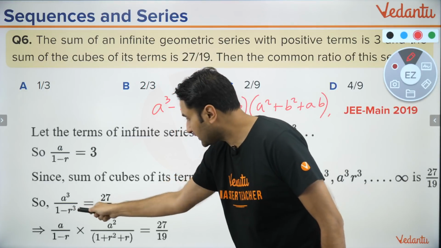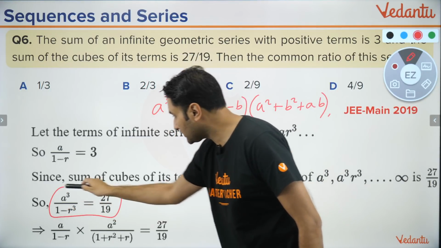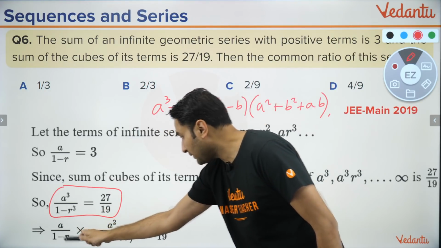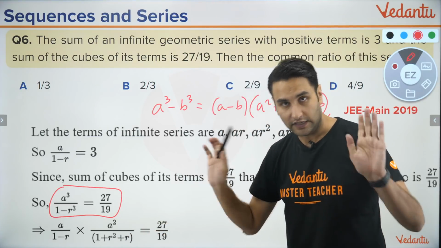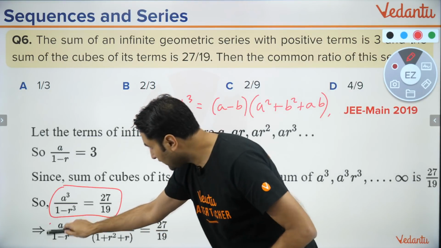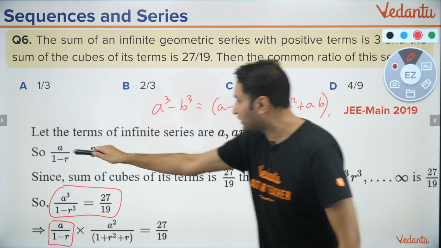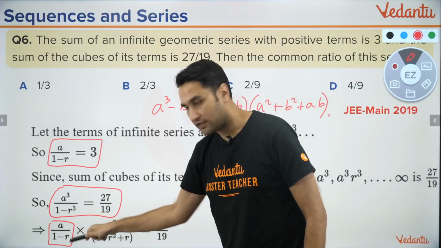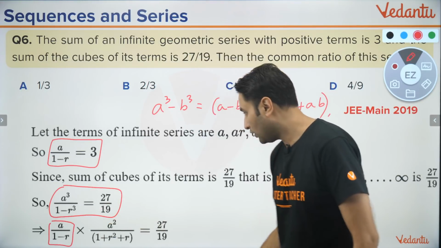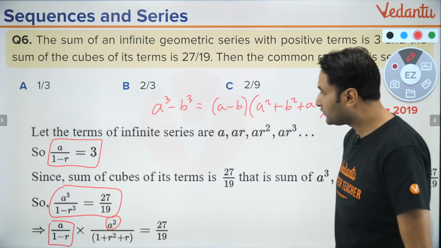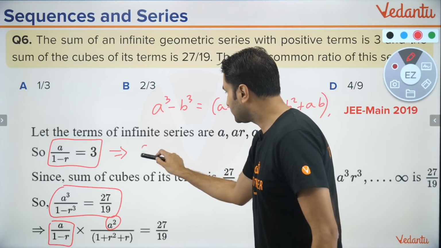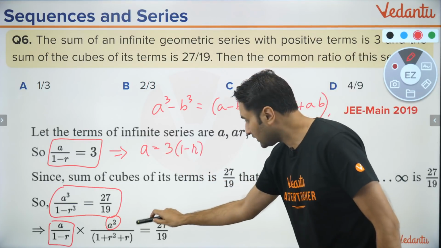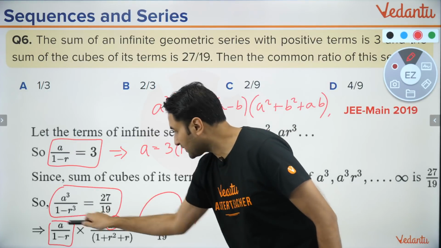So 1 cube minus r cube. I wrote this in the previous page. The denominator can be written as 1 minus r into 1 plus r square plus r. Agree? What did I do? I separated a upon 1 minus r because I know its value is 3. So in its place, children, what will come? 3. I can write 3 here. Agree? Now a square is left. Can I remove the a square? Can I write a as 3 times 1 minus r? Agree?